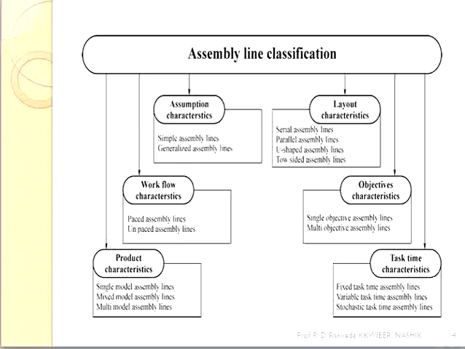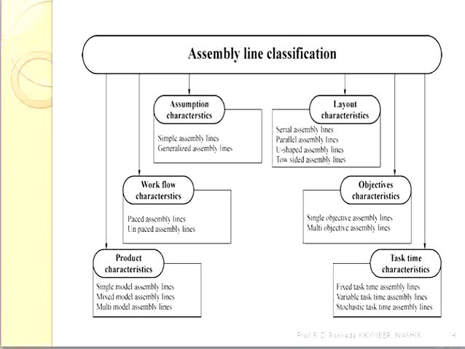Then assembly line classification on different characteristics, such as product characteristic, maybe a single model, mixed model or multi model, meaning one product flow on the assembly line, or multi model, that is a number of products flowing on the assembly line. Then workflow characteristic, paced or unpaced. Then assumption characteristics, simple or generalized.